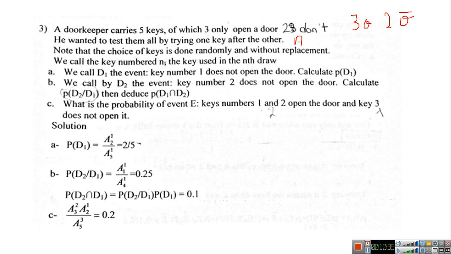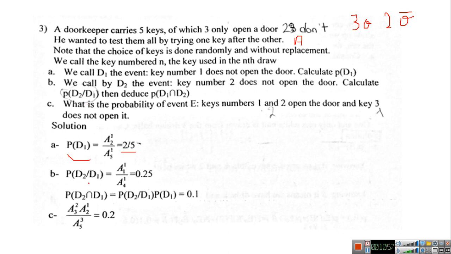We call the key number n the key used in the nth draw. We call D1 the first draw because n is the number of the draw. Key number 1 does not open the door. P of D1, order important, as we said. It doesn't open, so I have 2 out of 5. We call D2 the event key number 2 does not open the door.